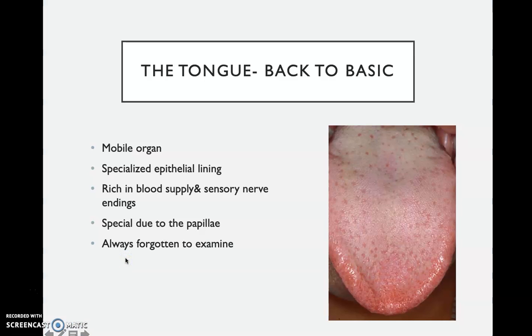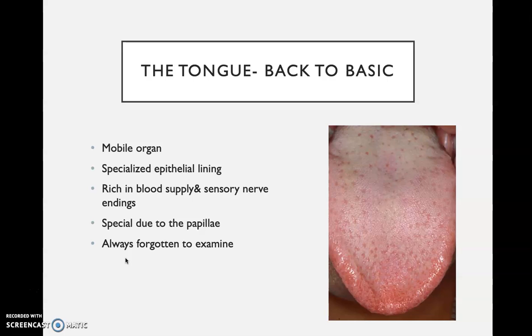So we are just going to recall back about our tongue. It's a mobile organ. You have to remember, because sometimes when you see patients and suddenly the patient cannot move the tongue, it means something is wrong, because the tongue should be a mobile organ.